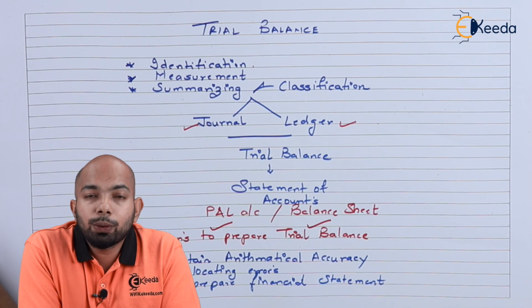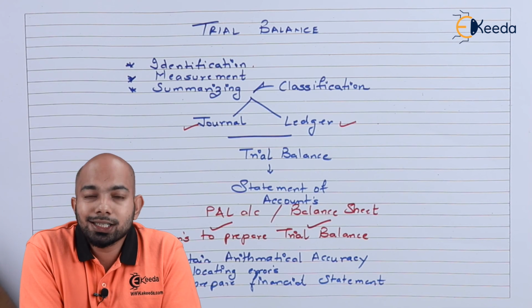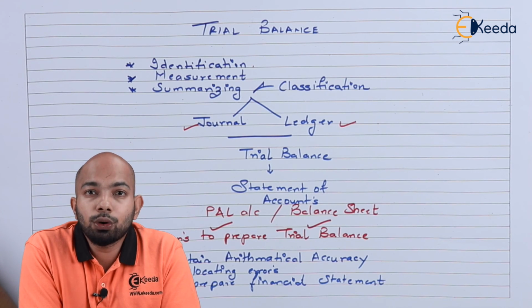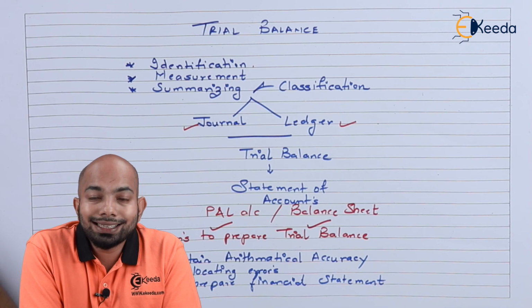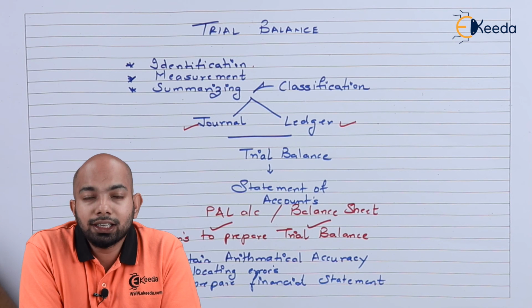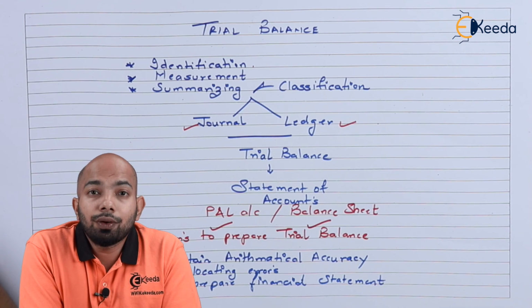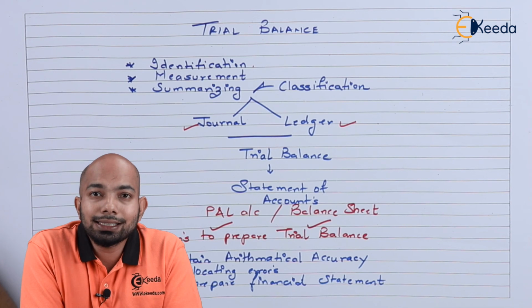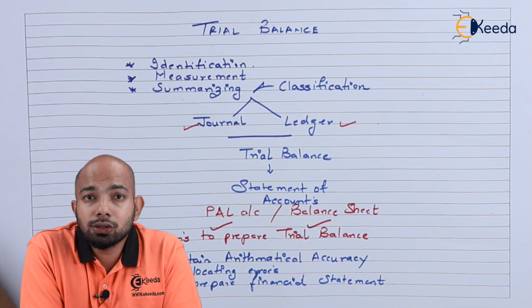Now, how we prepare this specific trial balance, there is a specific format. We call it a 4-column format. When we talk about a 4-column format, we have accounts, particulars, JF, that is the ledger folio or the journal folio as per the requirement, and the debit balance and the credit balance. A trial balance always has these two columns. Total of debit balance and total of credit balance should always tally in terms of trial balance.